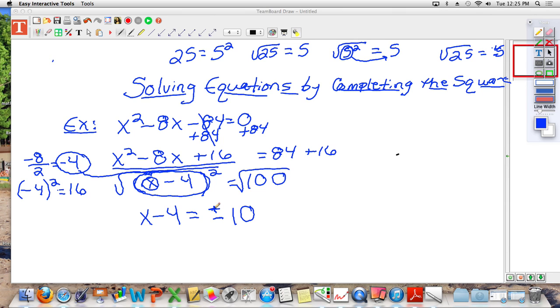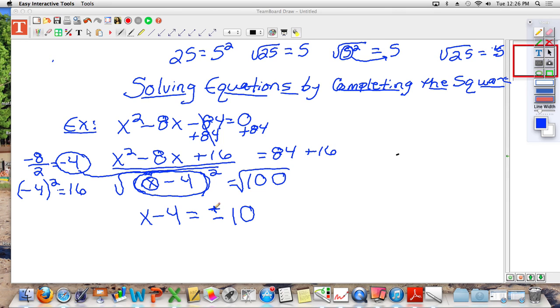Couple new steps. Little teeny tiny details to remember. So now what you need to do is this. x minus 4 could be 10, but x minus 4 could also be negative 10. So we need to consider both options.